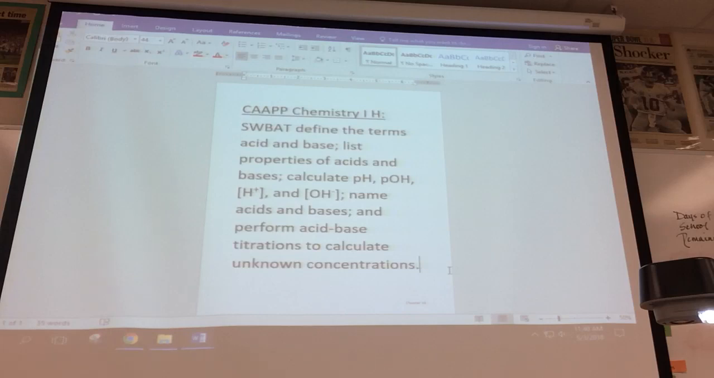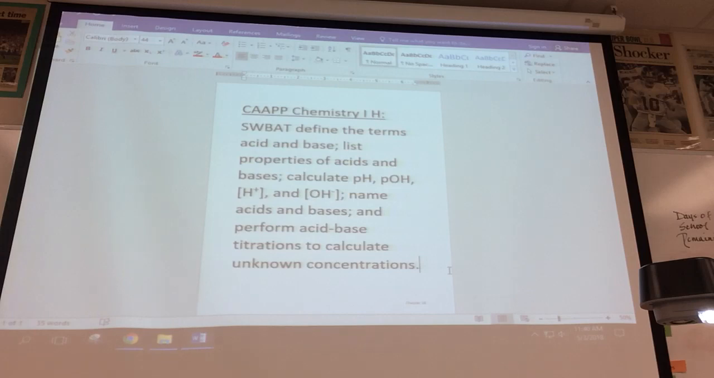We'll talk about some basic properties of acids and bases. And then today we'll also start to get into some very simple calculations with pH. Next time we'll get into more complex calculations: pH, pOH, proton, and hydroxide ion concentration. We'll link that back to stoichiometry, which will be a good review for you. Subsequently, we'll learn how to name acids and bases, such as hydrochloric acid, chloric acid, perchloric, sulfuric, etc.